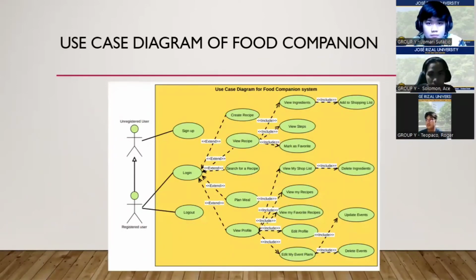The use case diagram of Food Companion. In the case of an unregistered user, if the user doesn't have a username and password, they go to the sign up case. Then the registered user has two cases, login and logout.